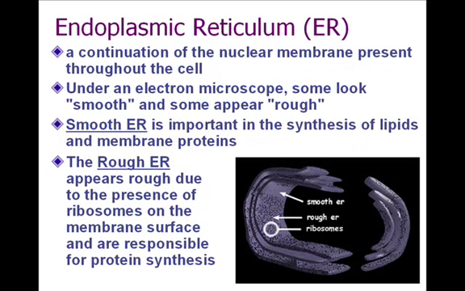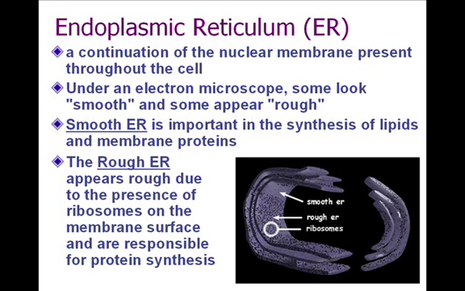There's the endoplasmic reticulum, and that is a continuation of the nuclear membrane present throughout the cell. And under an electron microscope, some look smooth and some appear rough. The smooth endoplasmic reticulum is important in the synthesis of lipids and membrane proteins, while the rough endoplasmic reticulum appears rough under the electron microscope due to the presence of ribosomes on the membrane surface, which are responsible for protein synthesis.